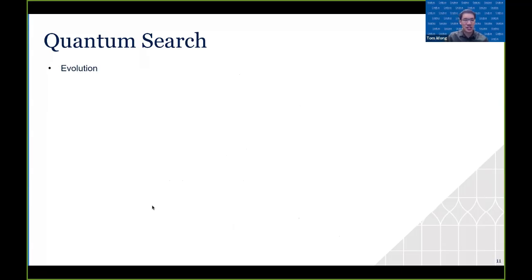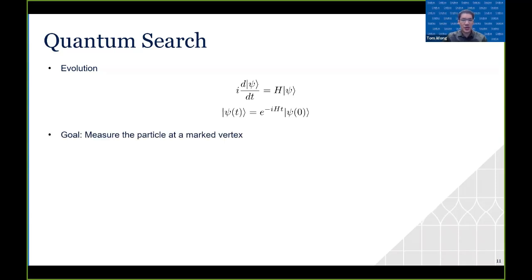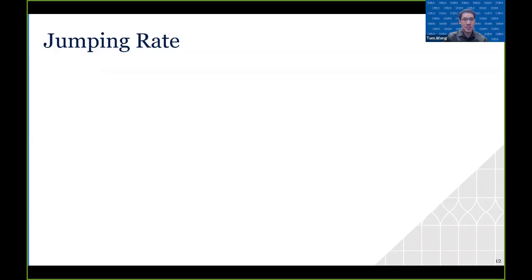Okay, so let's look at how the search algorithm evolves. So again, it evolves by Schrodinger's equation from whatever initial state I just showed you on the previous slide. And so since the Hamiltonian is time independent, then this differential equation's solution is just that the state at time t is given by e to the minus i H t times your initial state. And then the goal is that when you measure the location of your walker, that you find it at a marked vertex. One of the things is that the jumping rate gamma plays a really important role in how successful this algorithm is. And so I'm going to give you an example.